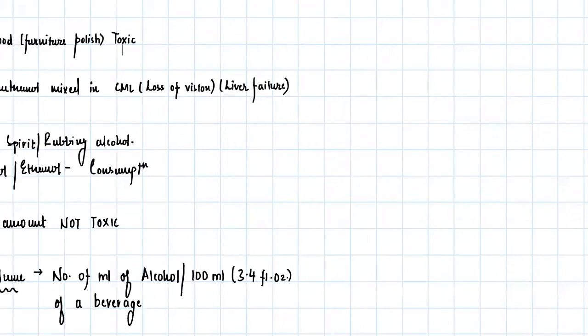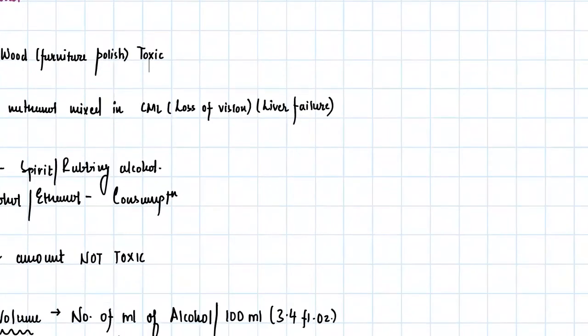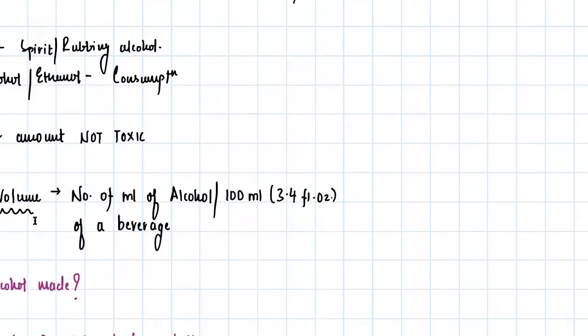Essentially, you have methanol, propranolol, and ethyl alcohol or ethanol. You find methanol in wood, right? Furniture polish. And sometimes methanol is mixed with country-made liquor, which causes loss of vision and liver failure and everything that we see in developing countries. Then you have propranolol, which is spirit or rubbing alcohol, the one that we have in our sterilizers. And then you have ethyl alcohol or ethanol, which we use for consumption. In less amount, it is not toxic.